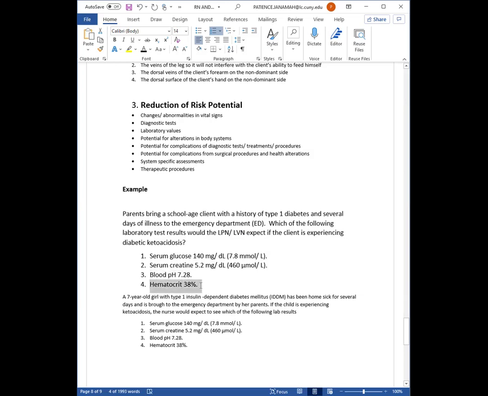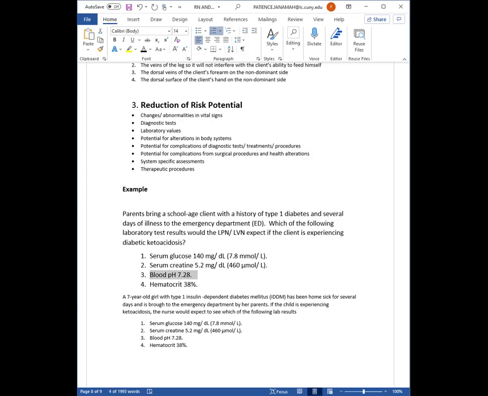Hematocrit. Are you worried about this? No. And this is even a good number. So you are not worried about this. But this one is acidic and the patient is in ketoacidosis. There'll be ketones in the urine and in the blood. You will see the acidic component of the blood.